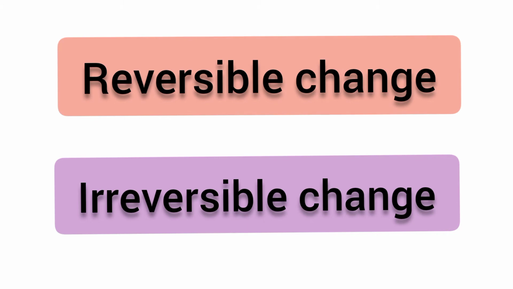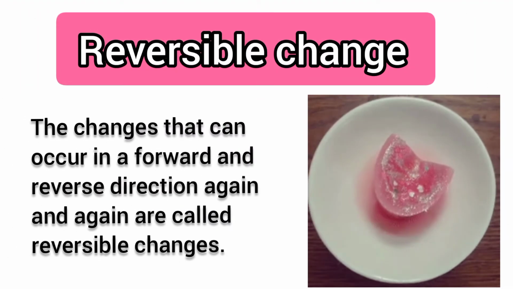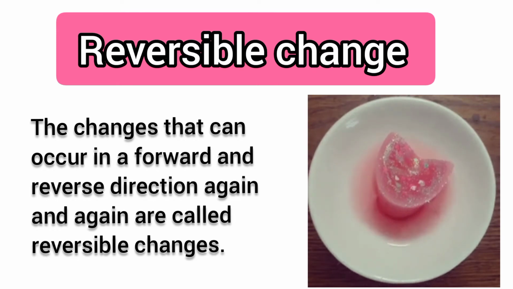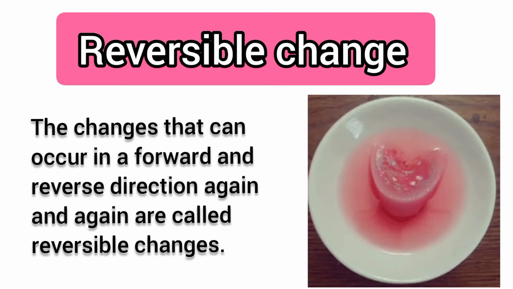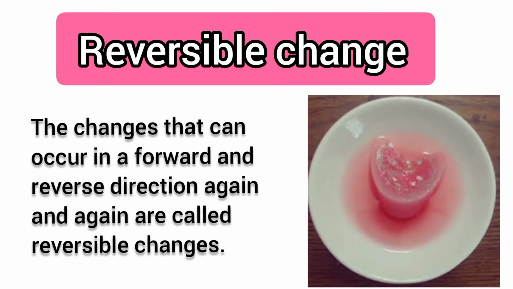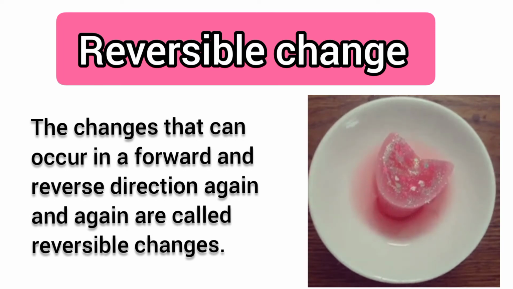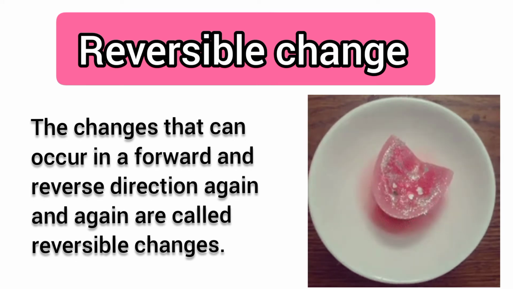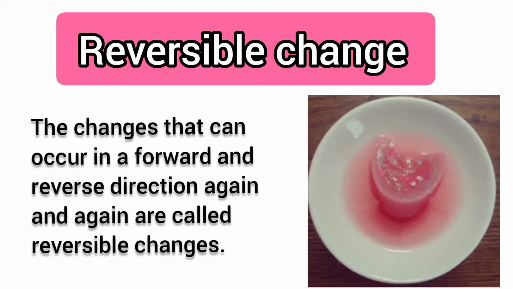Children, there are two more types of changes, that is reversible change and irreversible change. Let us see the definition of reversible change. The change that can occur in a forward and reverse direction again and again are called reversible changes. See here students, in this diagram how the wax is melting. Again, after some time we are getting the original solid wax. That is something we can do repeatedly.